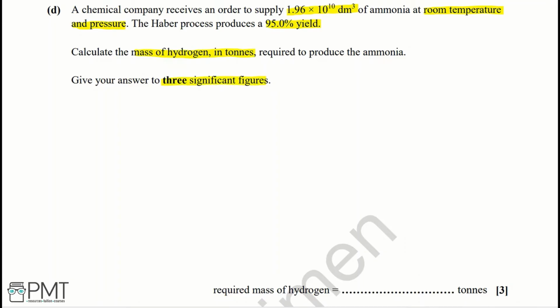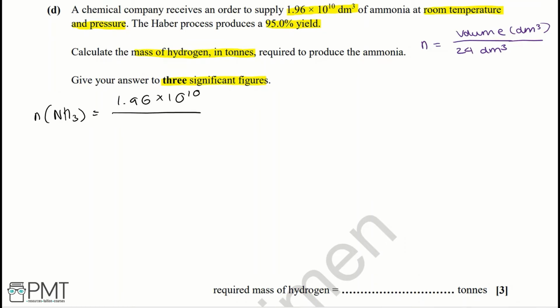Because of the information, we know that we can use the equation number of moles equals the volume divided by the molar volume, which is 24 decimeters cubed if the volume is in decimeters cubed. So, using the volume that we've been given, the number of moles of NH3 equals 1.96 times 10 to the 10 divided by 24, and that equals 8.167 times 10 to the 8 moles.